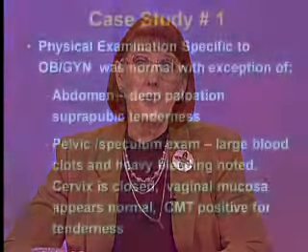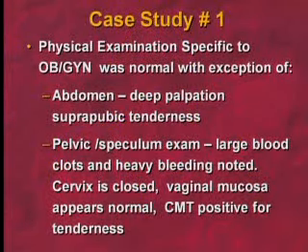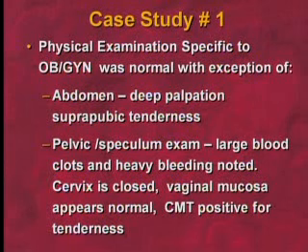The physical exam for this 16-year-old was normal with the exception that she had some suprapubic tenderness with deep palpation. Her speculum exam was noted to have large blood clots and heavy bleeding. The cervix was closed, but her cervical motion tenderness was positive. Remember, as we check cervical motion tenderness, that this is chandelier sign, and we should ask our patients to gauge that pain on a scale of 0 to 5.